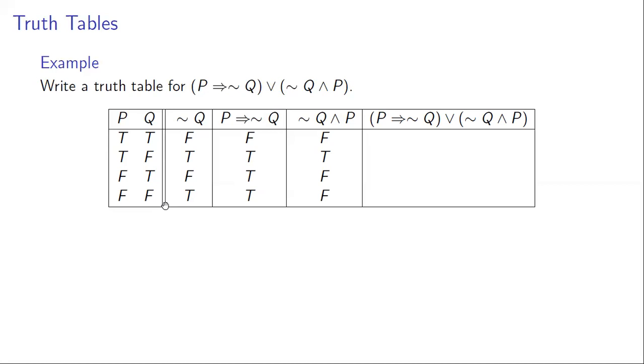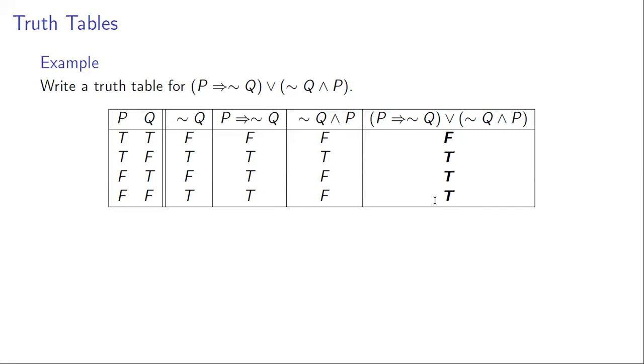Okay, and then finally we can do the last column. In the last column, we're looking at these two columns, the two previous ones, and we are comparing them with or. So we're going to do false or false. That's false. True or true. That's true. True or false, that's true. True or false, that is true. So this column here, which I've put in bold, is the final results of this truth table.